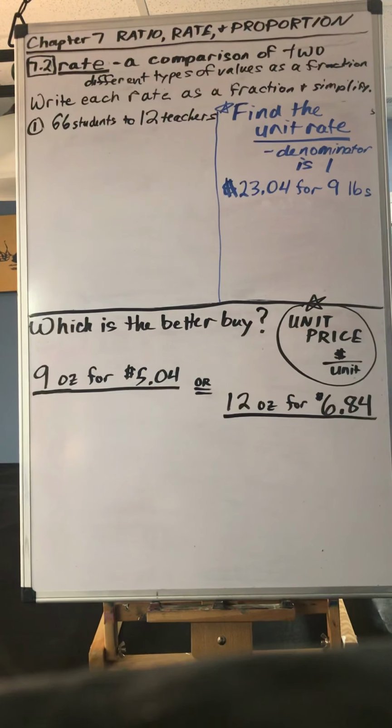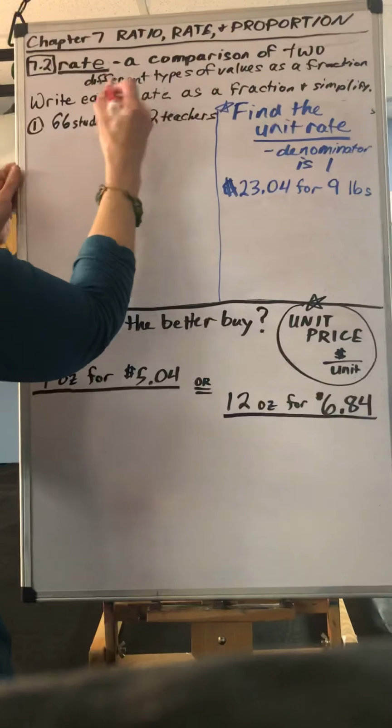Welcome. Section 7.2, rate. So we'll start off with the definition. A rate is a comparison of two different types of values as a fraction. Now that should sound very familiar to you because a ratio is a comparison of two values as a fraction. This is a comparison of two different types of values as a fraction.